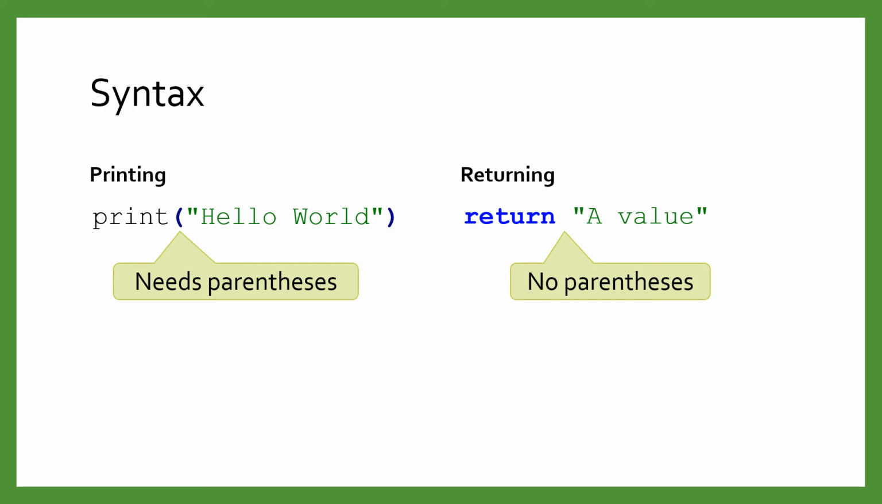Let's look at the syntactic differences between printing and returning. Return is a special keyword statement. Print is a built-in function. This is why print needs parentheses and return does not. Code inside of a function can print, return, or both. But code outside of a function can only print. It cannot return.